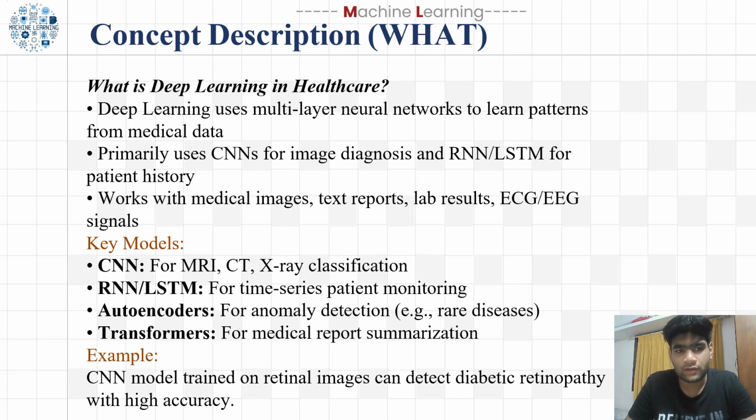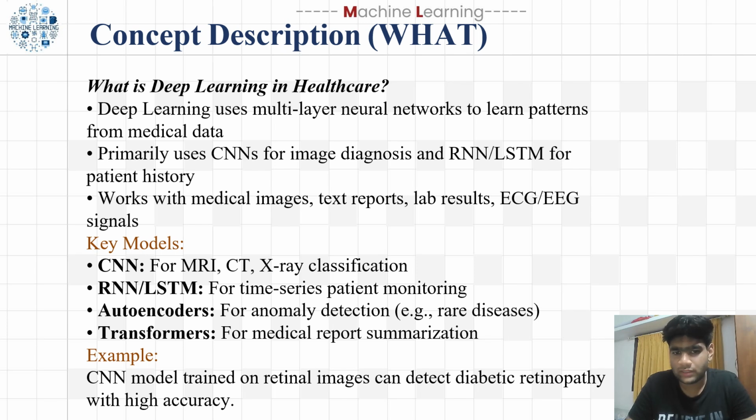Now let us understand what is deep learning in healthcare. So deep learning uses multi-layer neural networks to learn patterns from medical data. It primarily uses CNN for image diagnosis and RNN and LSTM for patient history. So here CNN means convolutional neural network, RNN is recurrent neural network, and LSTM is long short-term memory.